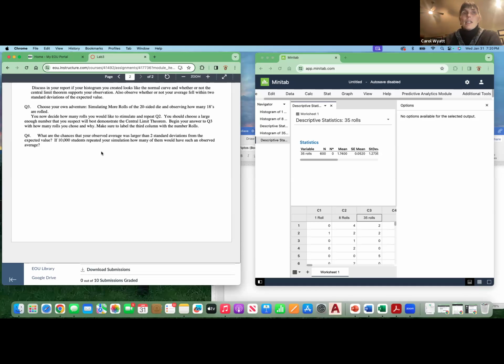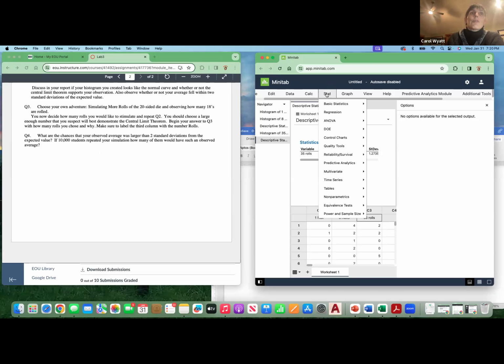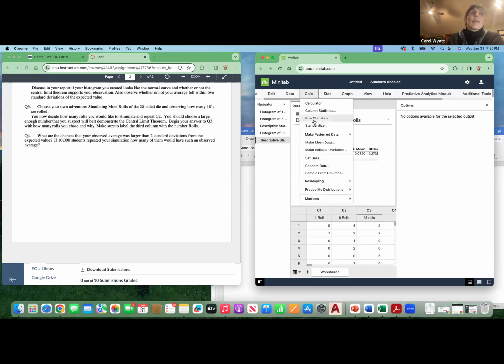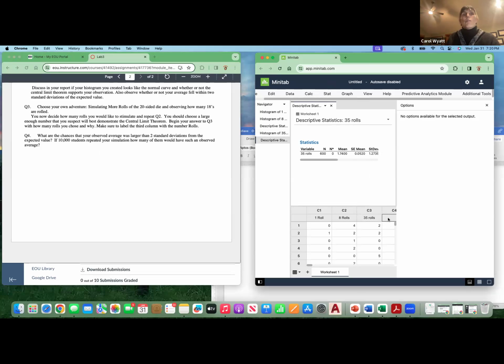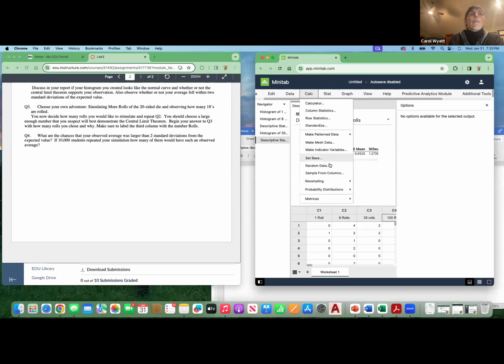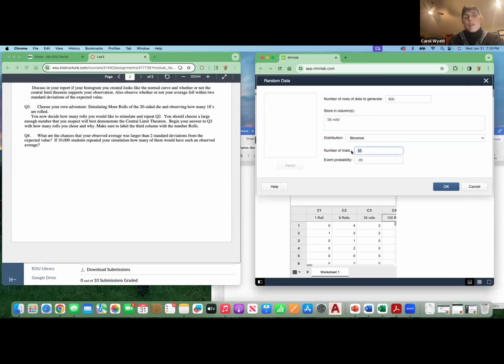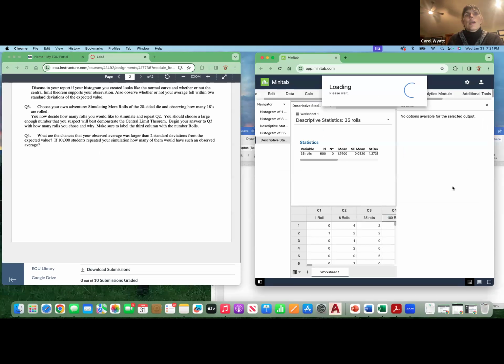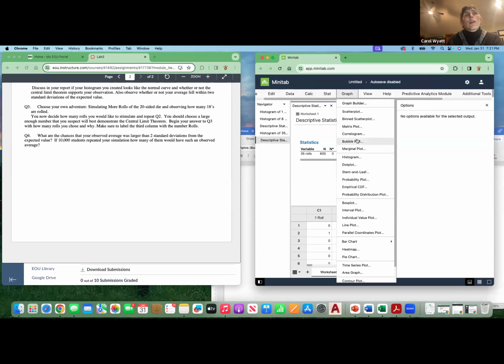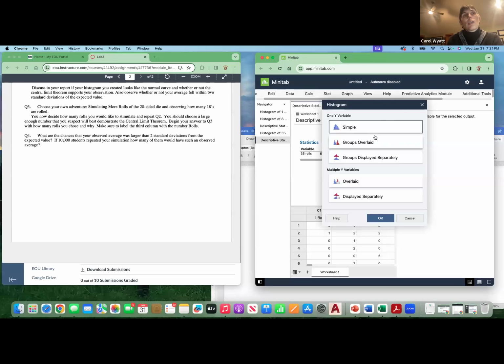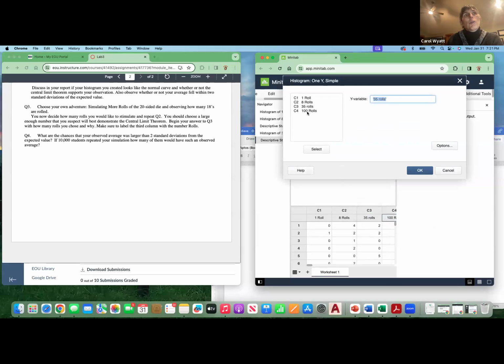Hopefully you guys can see that as my rolls get bigger and bigger, like if, for example, I were to calculate, let's do 100 rolls. Right? So calculate random data. I'm going to change this to 100. Change this here, so it stores there. Hit OK. And now when I do this graph, let's see if we are looking even a little bit more normal.